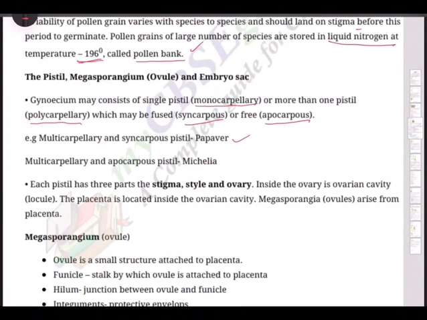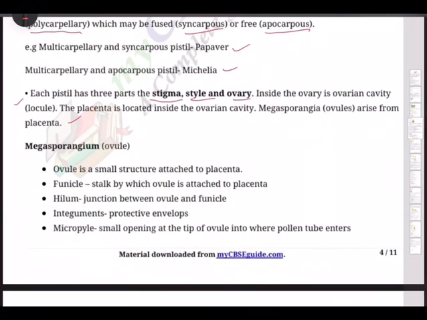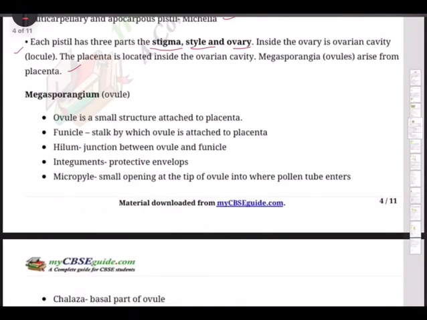So multicarpellary, syncarpous pistil like Papaver. Multicarpellary, apocarpous means free, like Michelia. Each pistil has three parts, as we said just now: stigma, style and ovary. Inside the ovary is the ovarian cavity, we call it locule. The placenta is located inside the ovarian cavity. Megasporangia or megasporangium, ovules, arise from the placenta.